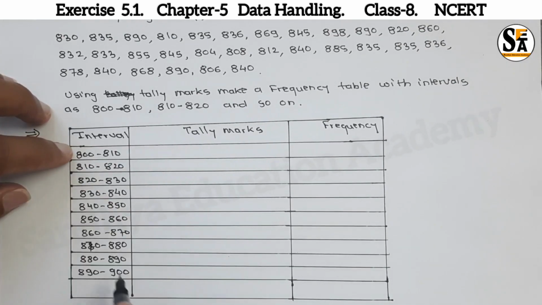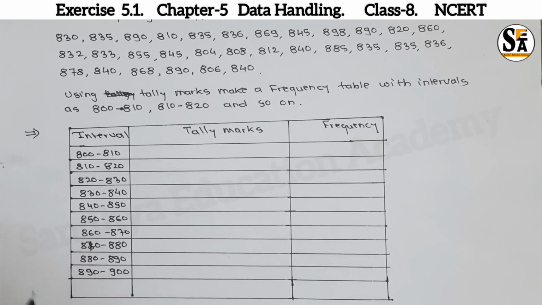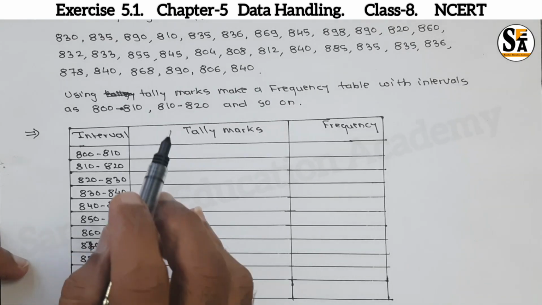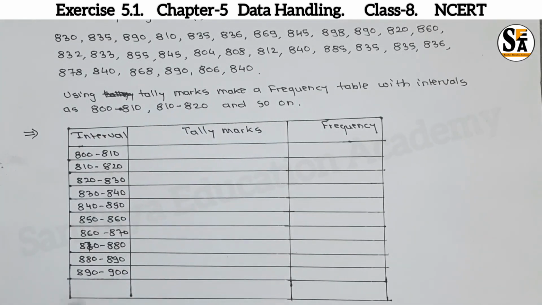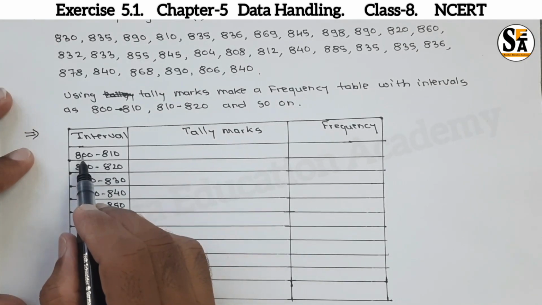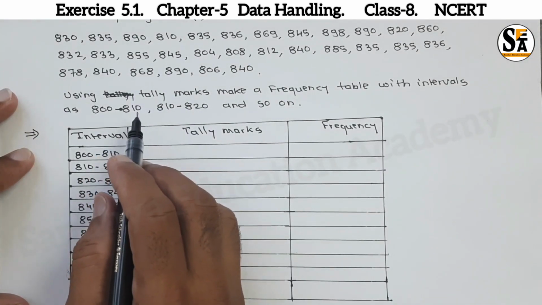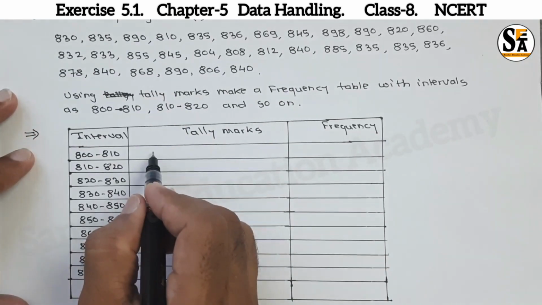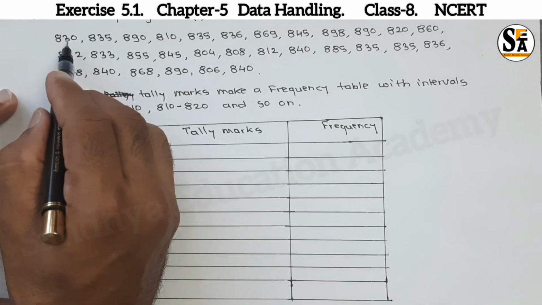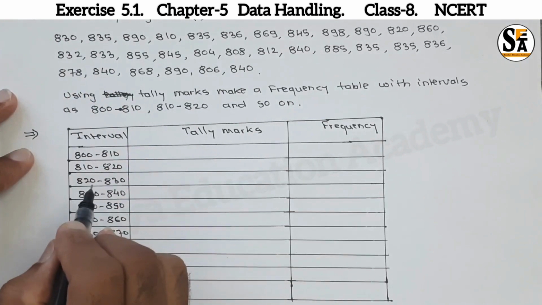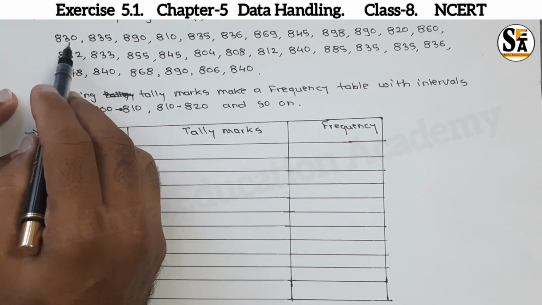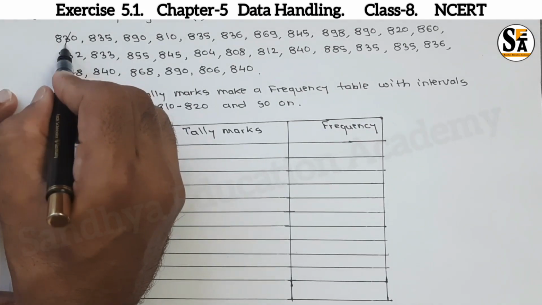And this total span, the 800 to 900 span, is subdivided into a total of 10 subgroups, meaning 10 sub-intervals. So let's start our activity and see. I have also told you how to make tally marks. First strike this entry, then mark in the interval. 830 will be the first entry. Okay, so strike this 830.